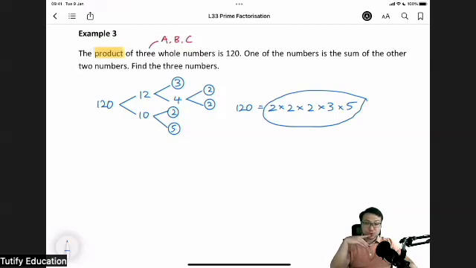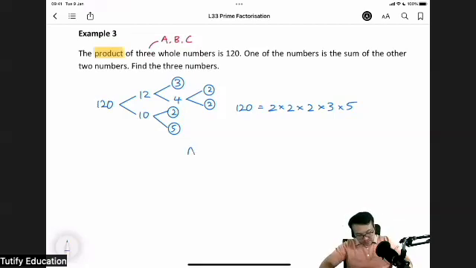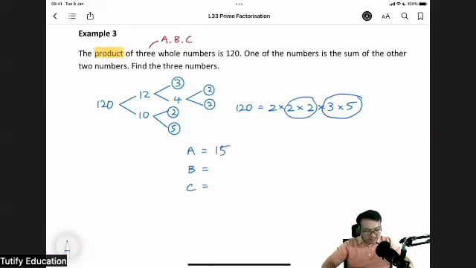So what are you going to do? You will have to combine some of the factors in order to find the numbers. So for example, we're just going to write down A equals something, B equals something, C equals something. Let's say I combine these. Let's say A equals 3 times 5. A equals 15. Let's say I combine these 2 numbers. I say B equals 2 times 2, 4.